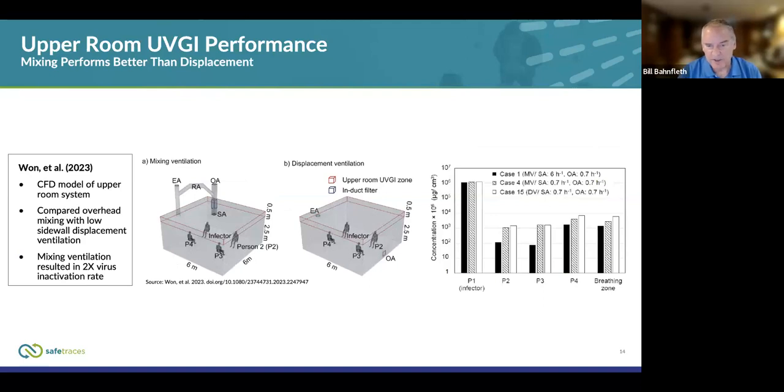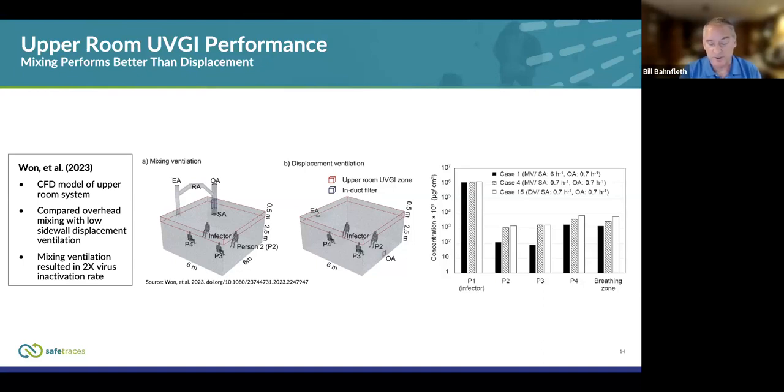And as I was saying before, mixing seems to perform better than displacement for upper room, and we've done some modeling of that here at Penn State. Young Bo Wan did the simulations that are the basis of what I'm showing here. We had a simple space that had a few people in it. One of them was an infector, and 3 of them were receptors, and those were places where we measured levels of exposure. And we had an upper room system that was designed to the NIOSH guidelines for tuberculosis control.